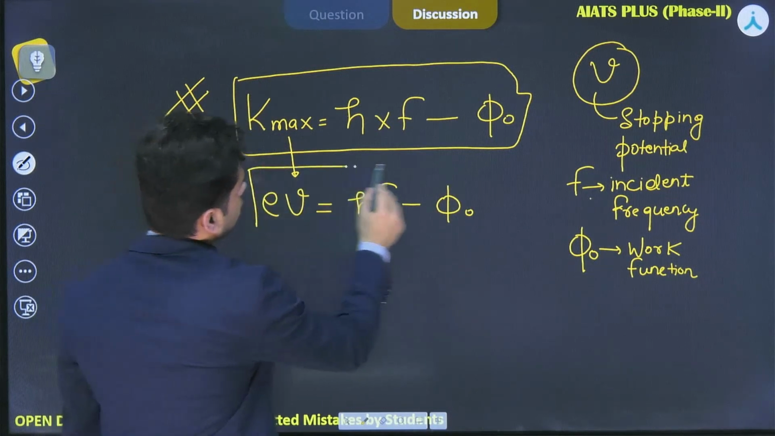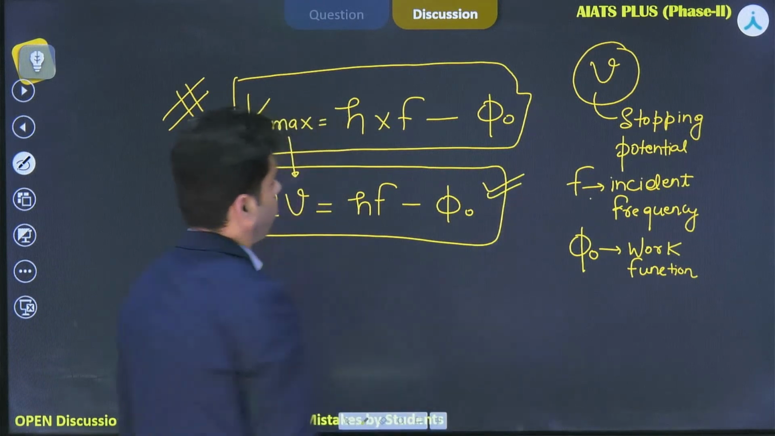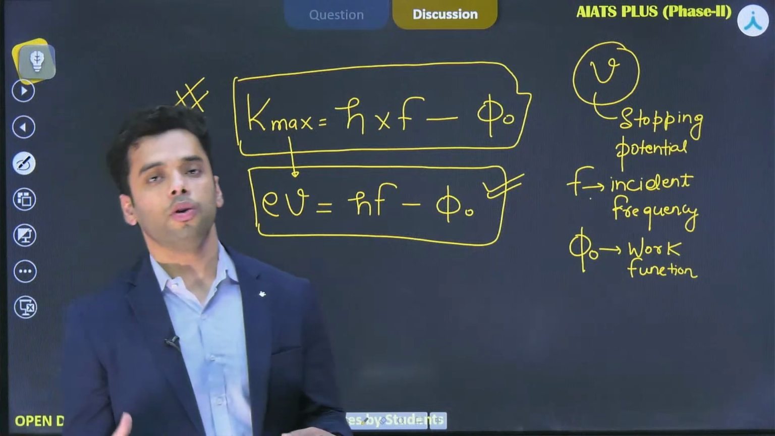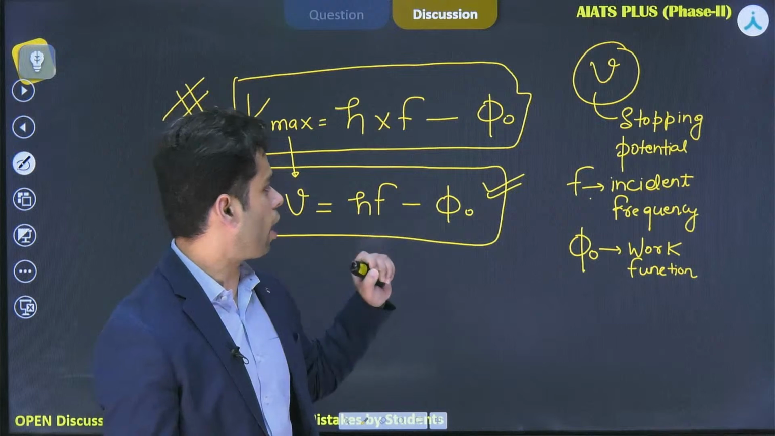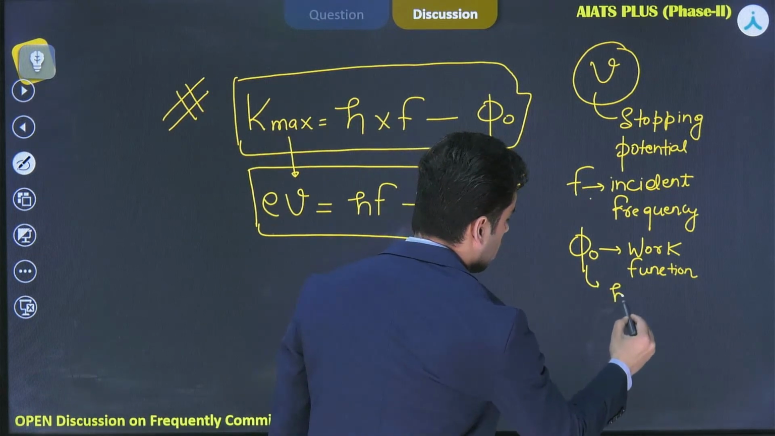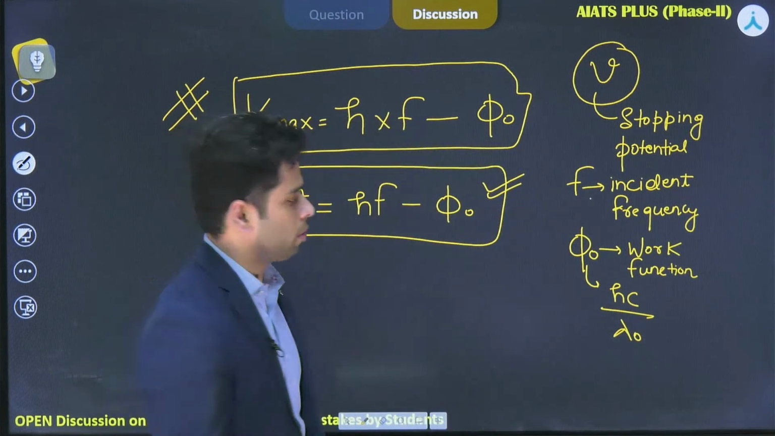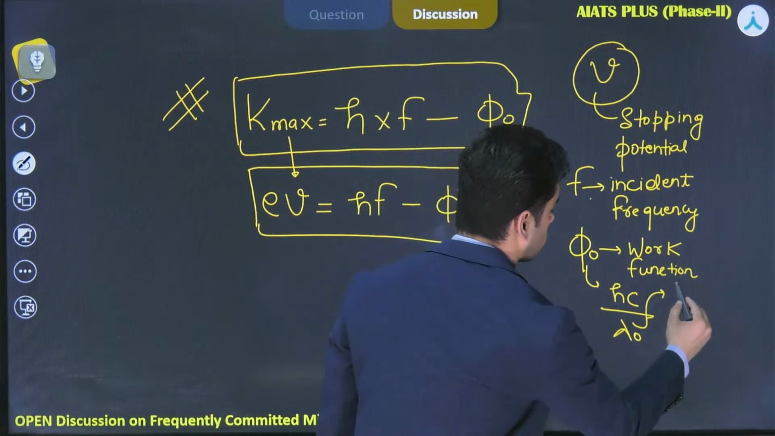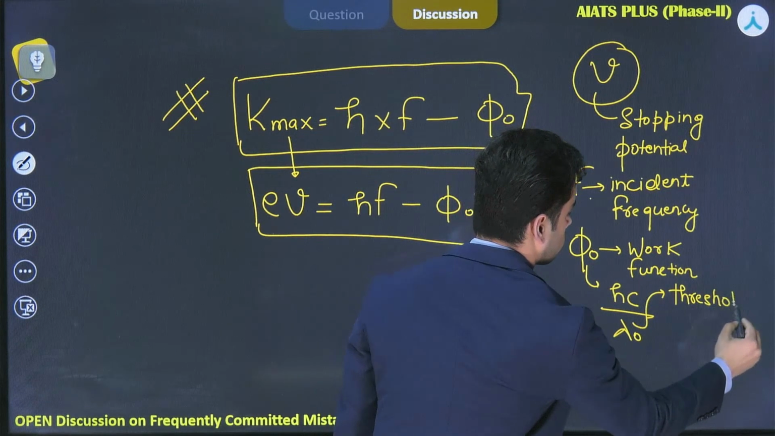This is your next equation, and we are going to use this equation to solve the problem. E into V is equal to H into F minus phi naught. V is the stopping potential, F is the incident frequency, and phi naught is the work function. This phi naught could also be written as Hc by lambda naught. And what is lambda naught? Again, lambda naught is the threshold wavelength.